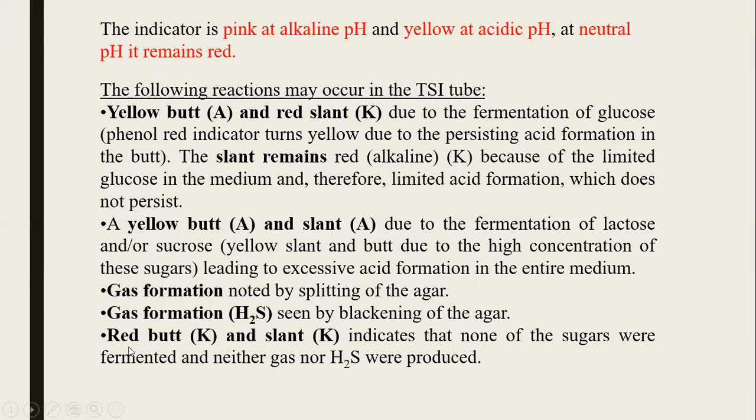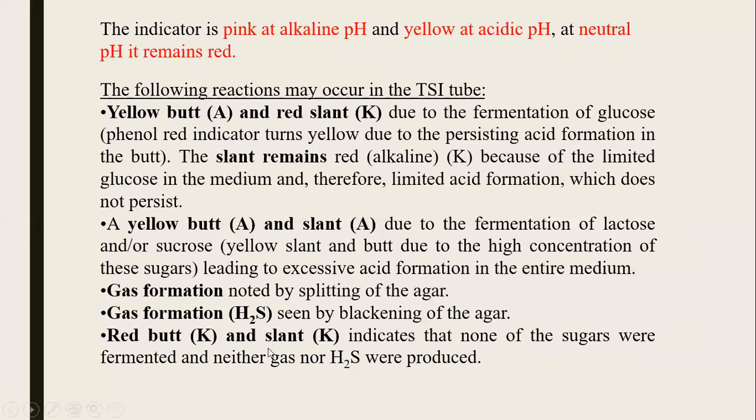And if the medium has a red butt and the slant is also red, that indicates that none of the sugars were fermented, because the red color is due to the indicator. It has not changed to yellow, which means the sugars have not been fermented. The medium is also intact, which means neither gas nor hydrogen sulfide has been produced. Red butt and red slant is negative for all three tests: sugar fermentation, gas production, and hydrogen sulfide production.